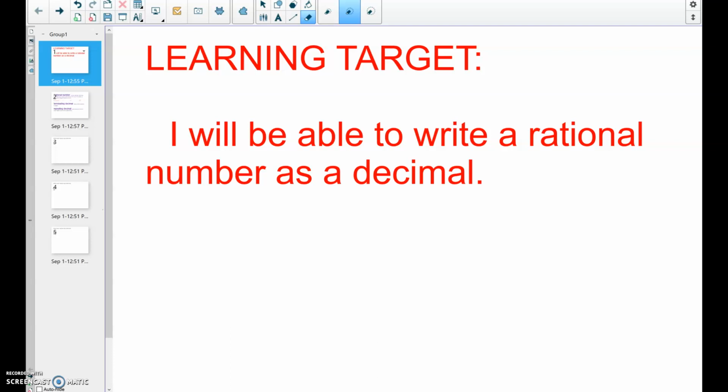Today's lesson, we will be taking fractions and turning them into decimals. So your learning target for today is: I will be able to write a rational number as a decimal.